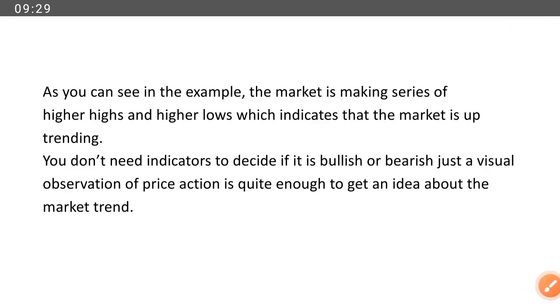Now, as you can see in the example, the market is making a series of higher highs and higher lows, which indicates that the market is uptrending. It's going up. You don't need indicators to decide if it is bullish or bearish. Just a visual observation of price action is quite enough to get an idea about the market trend.